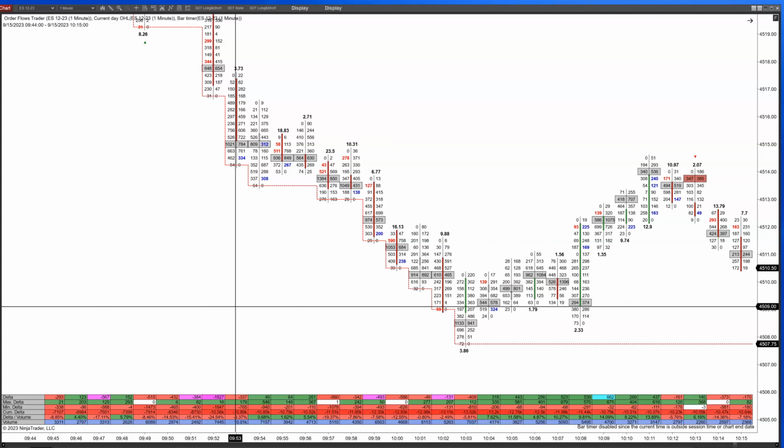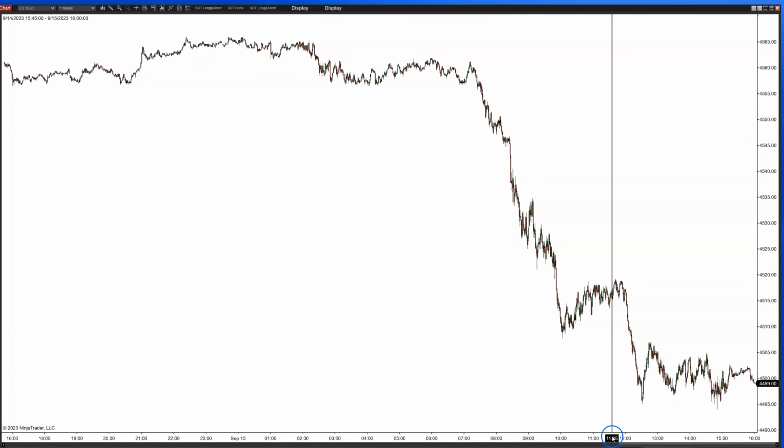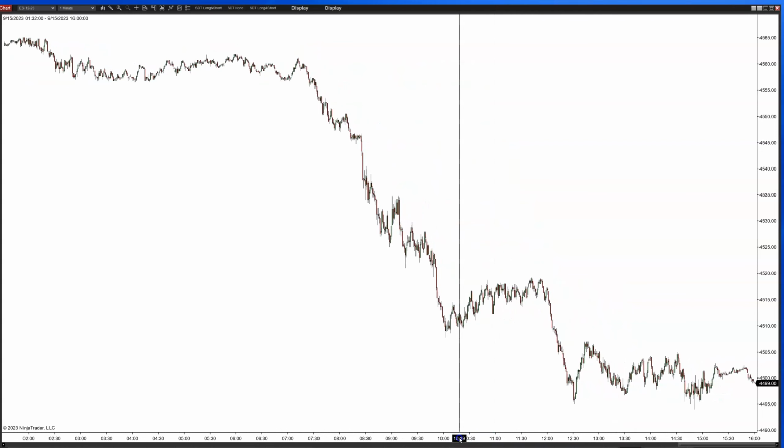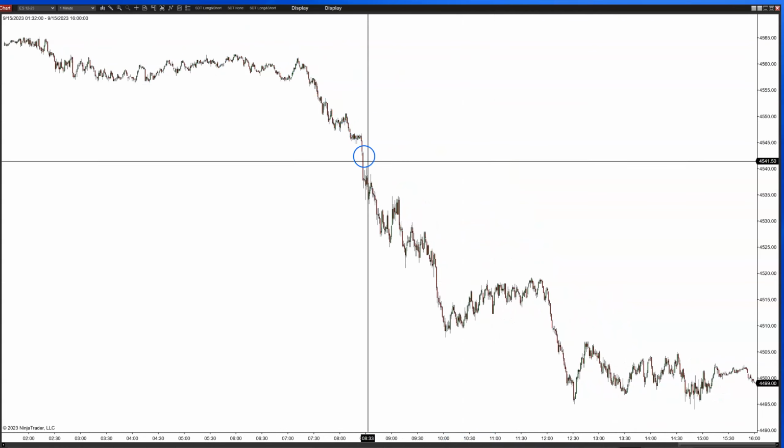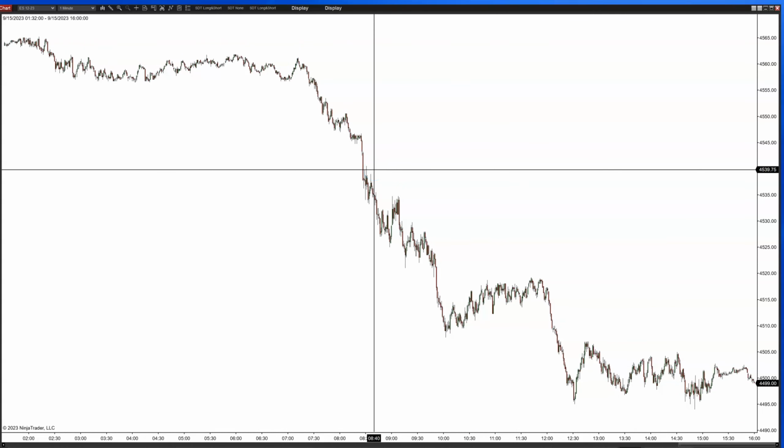All right, so let's go ahead and get started with today's topic. Chop is one of those things where a lot of traders sort of get into trouble, so to speak. On a trending market, even if you're a little bit late, you can still make some decent profits.